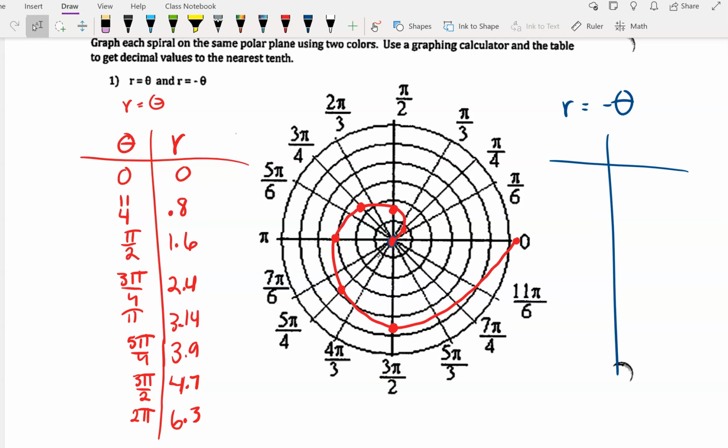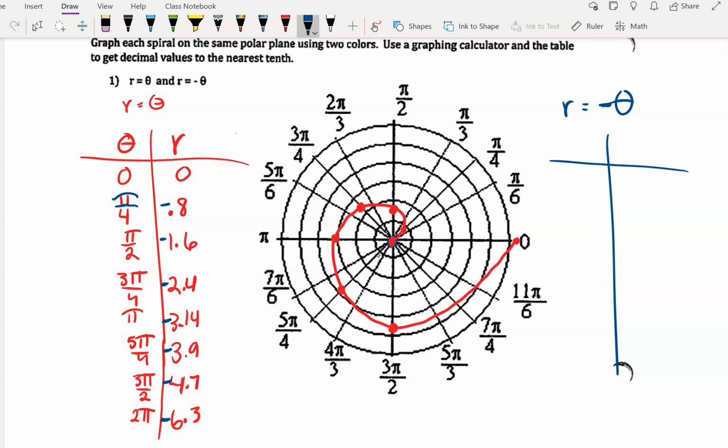And now that we've done that one, we will move on and do r equals negative theta. So I'm not going to take the time to actually draw out a full table for everything. But r is just going to be negative of whatever theta was. So I'm going to go back to my old table and take what r was and make everything negative. And then we're going to graph those in blue. So, oops, that got erased.